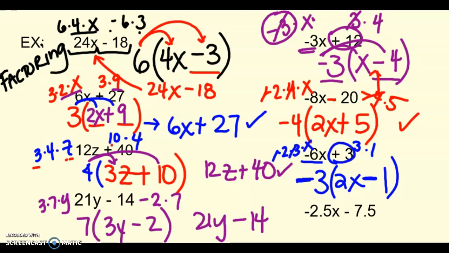Okay? And the last one, negative 2.5x minus 7.5. Well, negative 2.5 times x, and a negative 2.5 times 3. So when I factor that out, the greatest common factor would be the negative 2.5.